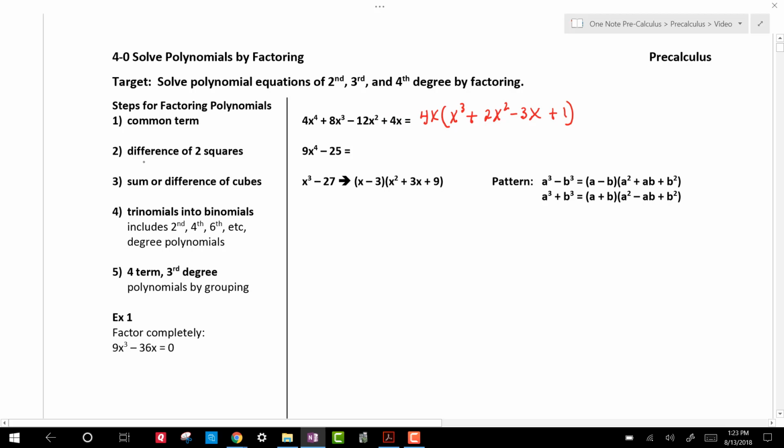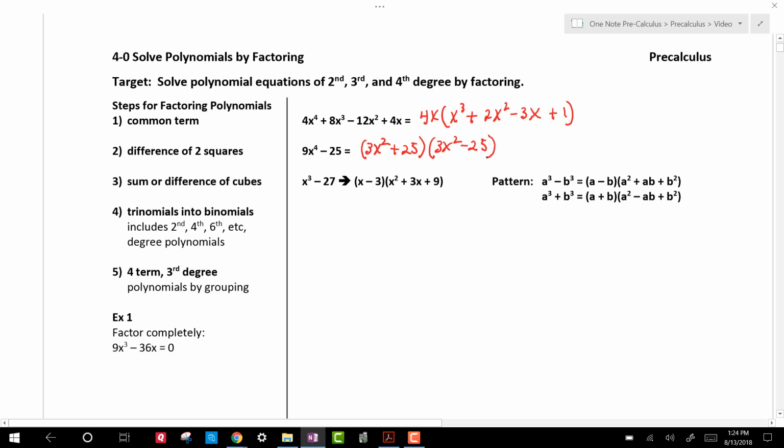The second thing we look for is called a difference of two squares. These are both perfect square terms. You'll notice 9x to the fourth is a perfect square because it's 3x squared times 3x squared. We all know that 25 is a perfect square term. And so these have a nice little pattern that we can factor them in. 3x squared plus 25 times 3x squared minus 25.